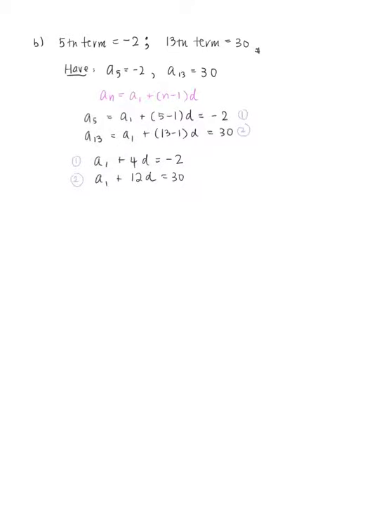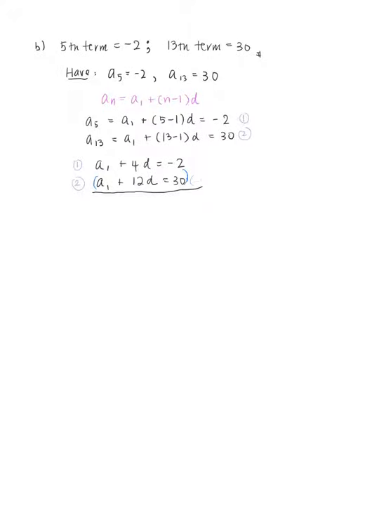So now we're going to have to solve the system of linear equations here. So what I would do is multiply everything by negative 1 on the bottom equation. And then what do we get? Let's rewrite. Then we get a sub 1 plus 4d equals negative 2, and negative a sub 1 minus 12d equals negative 30. So that's negative 8d equals negative 32. So that implies that d is going to be 4. Alright, so the common difference is done.